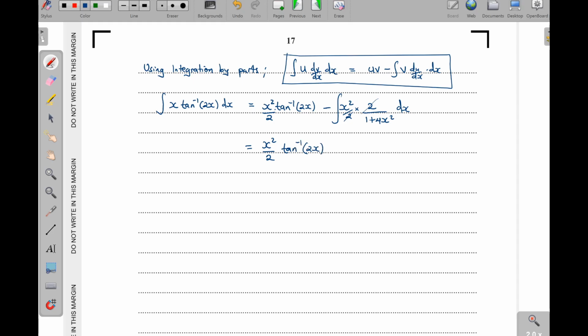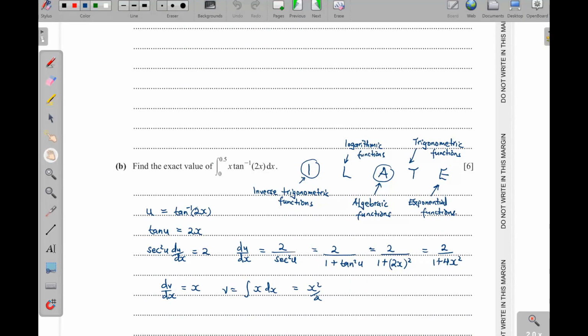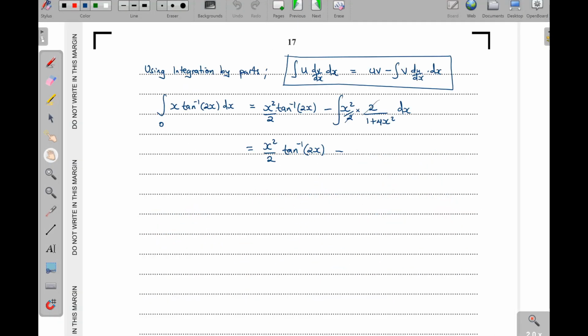You get it? Then minus, and by the way, it is from 0 to 0.5. So 0 to 0.5. That means I can close this one up. And then I put 0.5 here, and then the 0. Same here. So here I'll have x squared out of 1 plus the 4x squared.